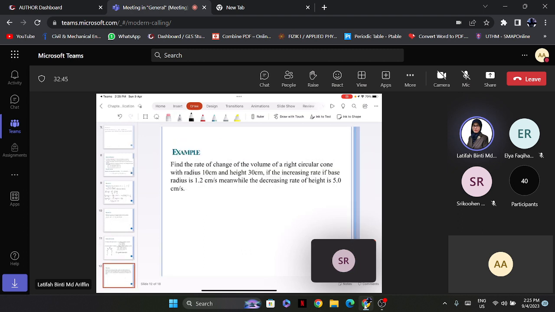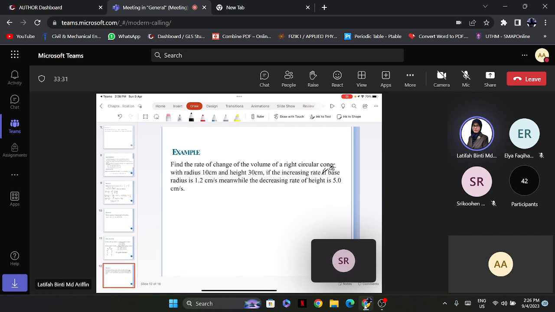So let's look at an example. Find the rate of change of the volume of a right circular cone with radius 10 cm and height 30 cm, if the increasing rate of the base radius is 1.2 cm per second, meanwhile the decreasing rate of height is 5.0 cm per second. First of all, we have to identify what this problem wants, what we need to solve.